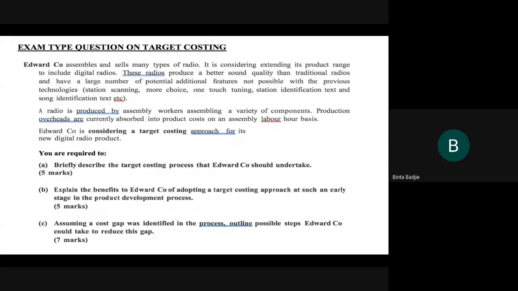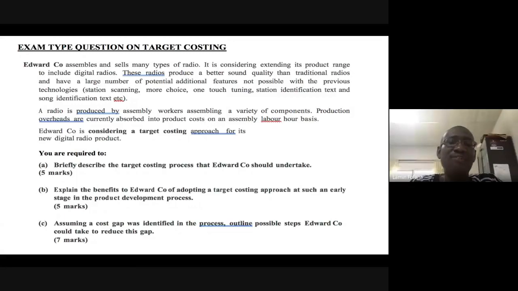Mr. Fofana, they can go in for a market research. Okay. So the first thing they need to do is to undergo a market research. So how will the market research look like?